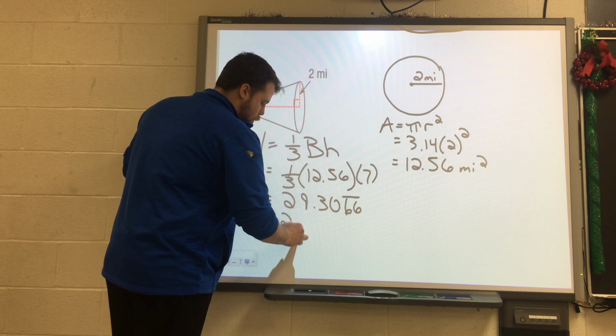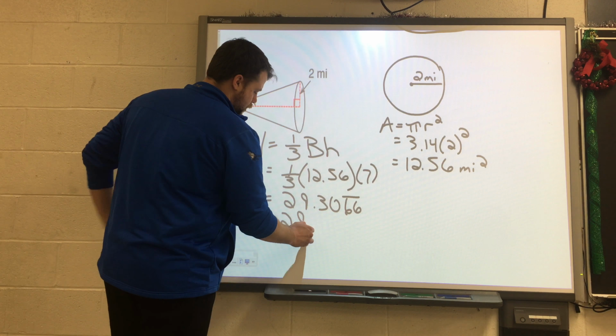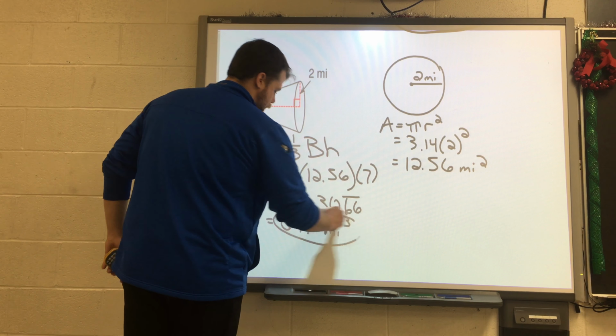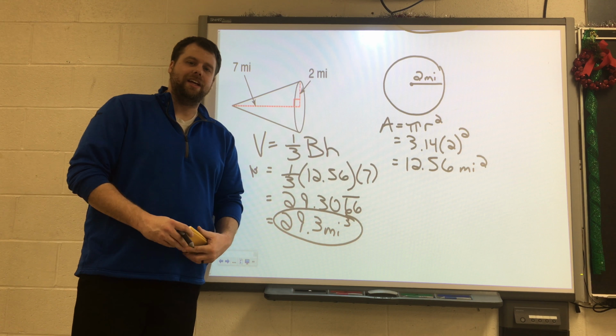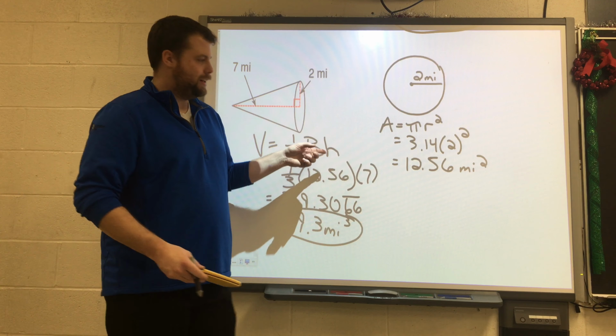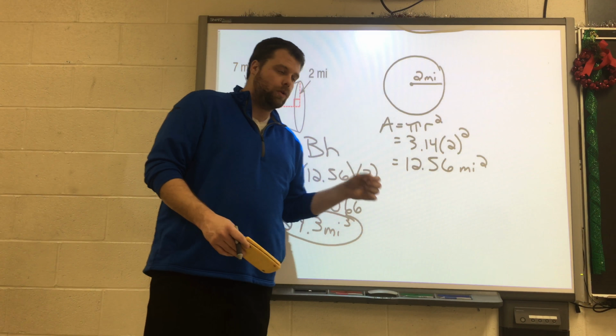Final answer, 29.3 miles cubed. And that's how you find the volume of a cone. 1/3 times the area of the base times the height. Find the area of the base, which is a circle. Go from there.